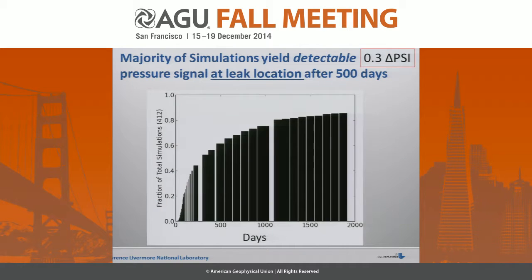Given this definition, if we look at all of our simulations, we can see what fraction of these simulations are a leak at what time. This is showing the fraction over time for the 5-year simulations. We see a majority of the simulations yield a detectable pressure signal at the leak location after 500 days.